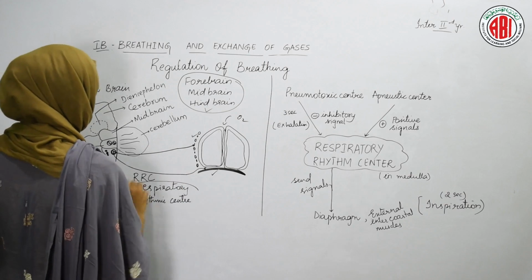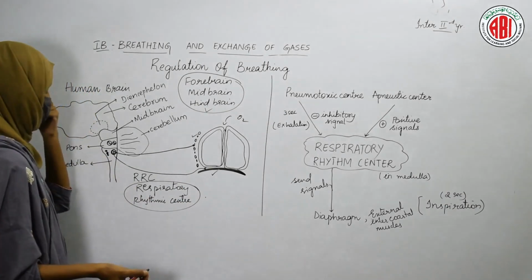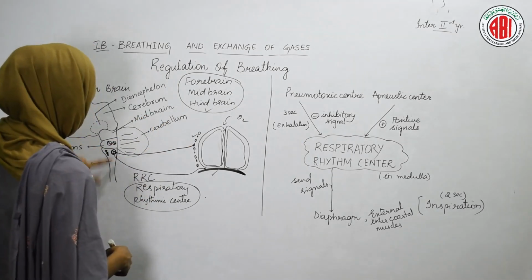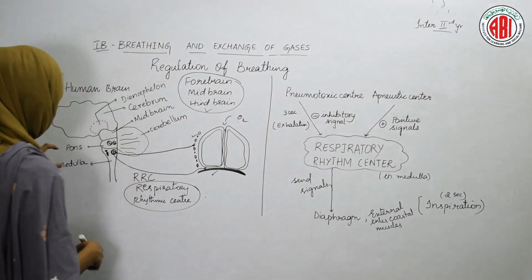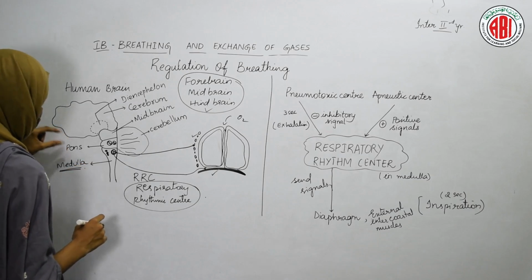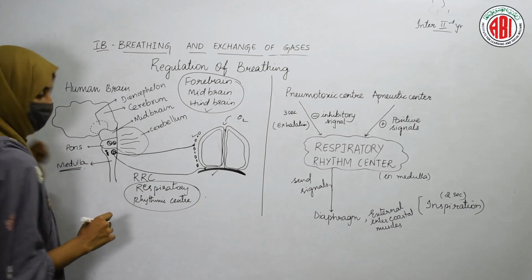In this center only the neurons are present which are responsible to make the muscles contract. So this center is called the respiratory rhythmic center, which is present in the medulla oblongata of our brain. Now the pons is also present. It is also a part of the hindbrain.